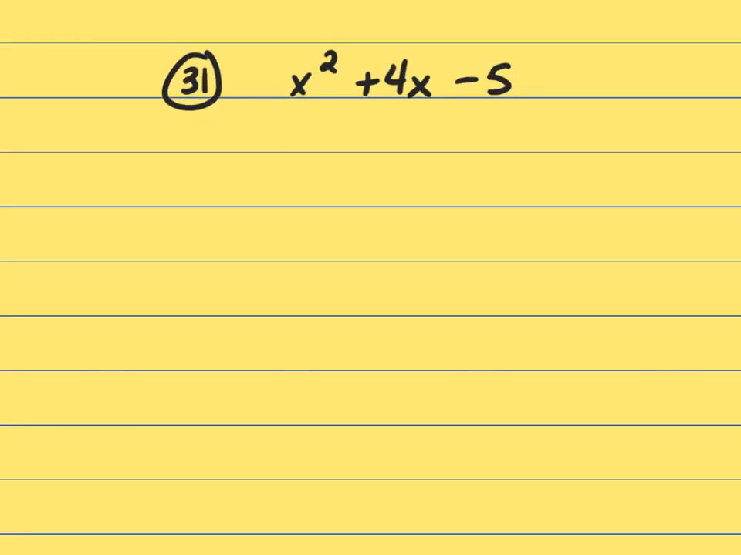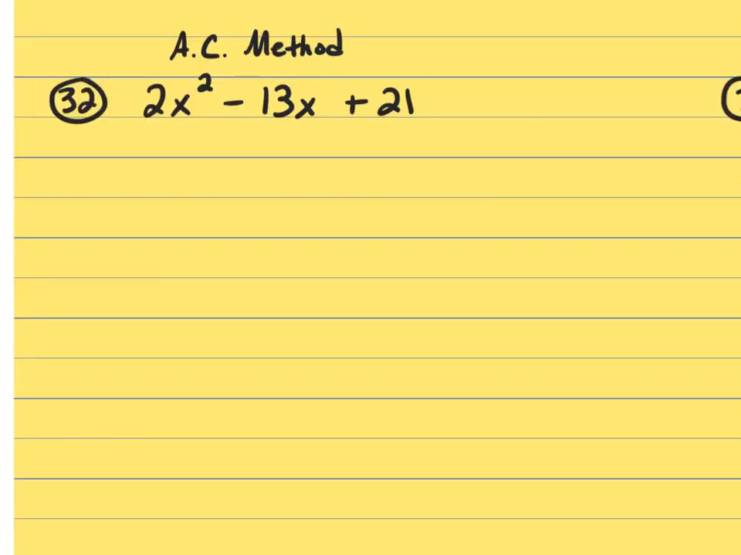Number 31, we are going to factor this into two binomials also. We need two numbers that multiply and give us negative 5, but when you combine them, you get a positive 4. Now that would be a positive 5 times a negative 1. They multiply to give me negative 5, and when you add them, you get positive 4.